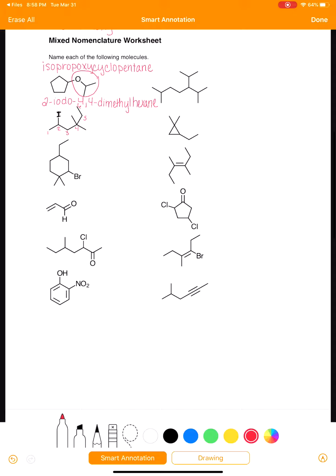Same kind of idea with the one underneath it. We're trying to come up with the smallest possible set of numbers for our substituents, which means if I've got a di-substituent, I want that to be carbon number 1. 1, 2, 3, 4, like that. This is 2-bromo, 4-ethyl, 1,1-dimethyl cyclohexane.